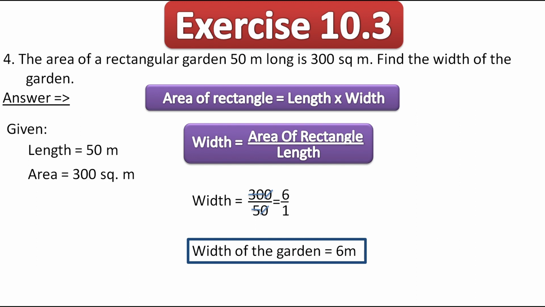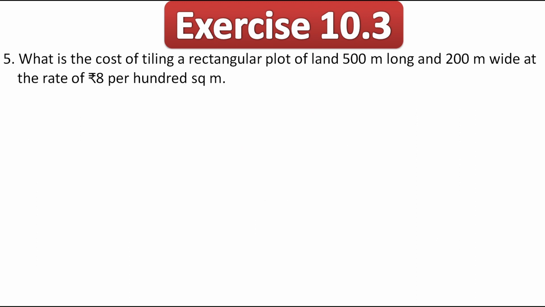Now let's move to the next question, that is the fifth one. What is the cost of tiling a rectangular plot of land 500 meter long and 200 meter wide at the rate of rupees 8 per 100 square meter? Now I'll tell you one thing here. As we all know, in exercise 10.3 all the questions are regarding area. So some students will not read the question carefully.